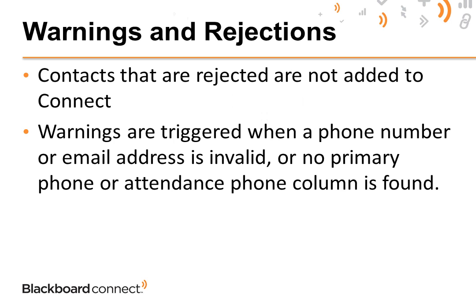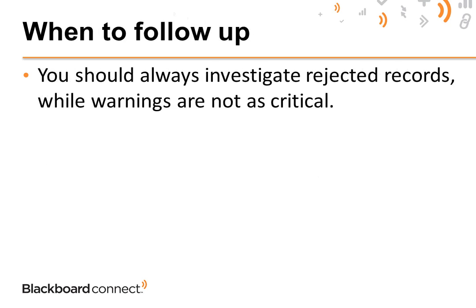Contacts that are rejected are not added to Connect at all. Warnings are triggered when a phone number or email address is invalid or no primary phone or attendance phone column is found. You should always investigate rejected records, while warnings are not as critical.